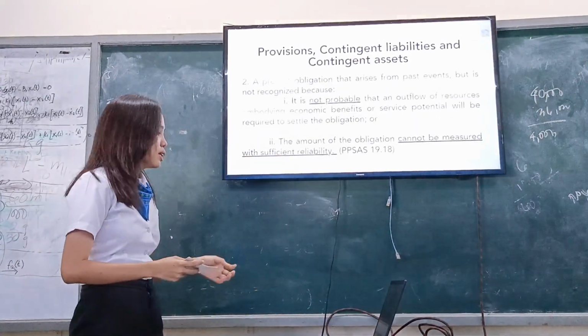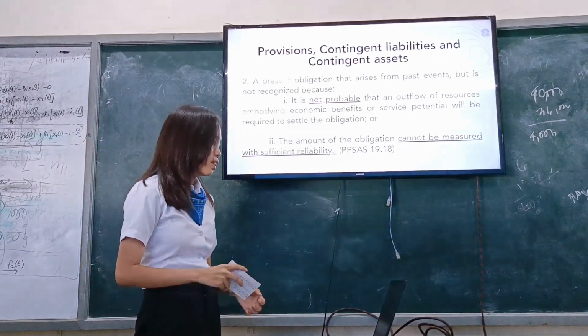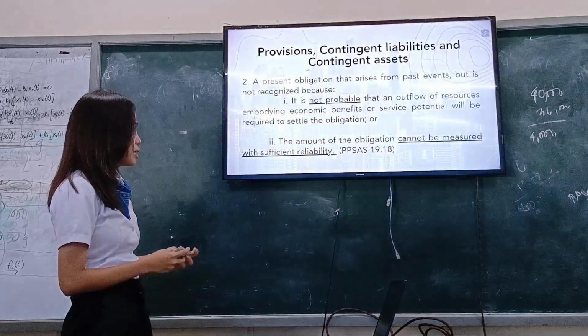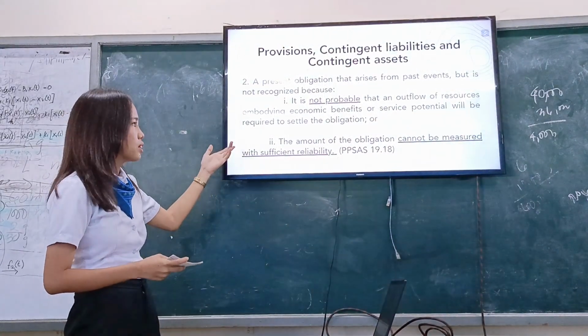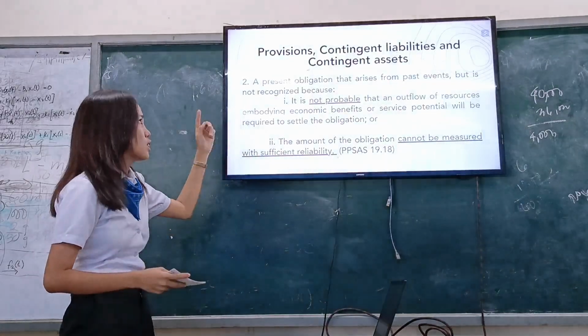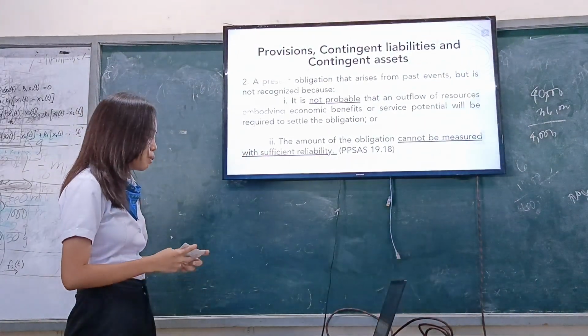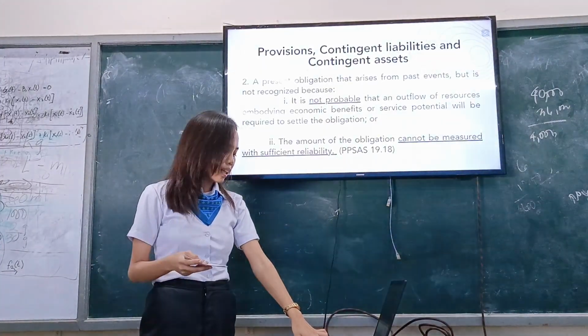So a present obligation that arises from past events but is not recognized because it is not probable that an outflow of resources embodying economic benefits or service potential will be required to settle the obligation. So if it is not yet probable, it will be considered as a contingent liability. Also, the amount of the obligation cannot be measured with sufficient reliability if it cannot be estimated reliably.